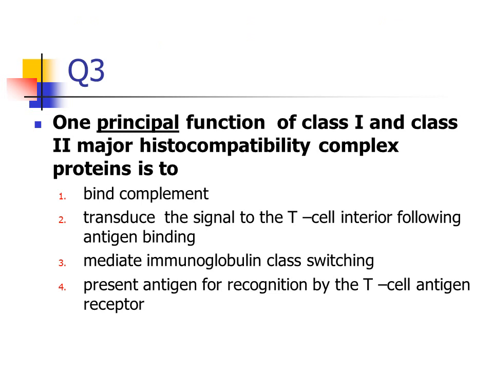Questions. او كويس كده questions هنقول one principal function of class 1 and class 2 major histocompatibility complex protein is to: اللي هي الفانكشن بقى. bind الكومبلمنت اللي هم علاقه بالكومبلمنت. Transduce the signal، هل بينقلوا السيجنال to the T cell interior following antigen binding؟ بينقلوا السيجنال اول ما الانجين بايندنج. Mediate immunologic class switching. Present الانجين for recognition by T cell antigen receptor.